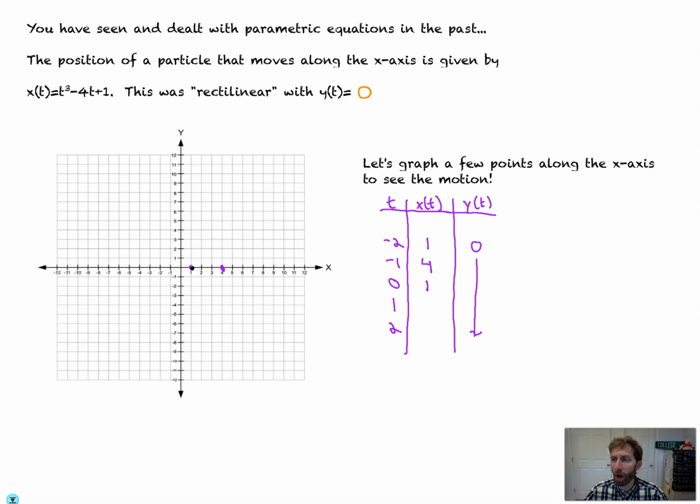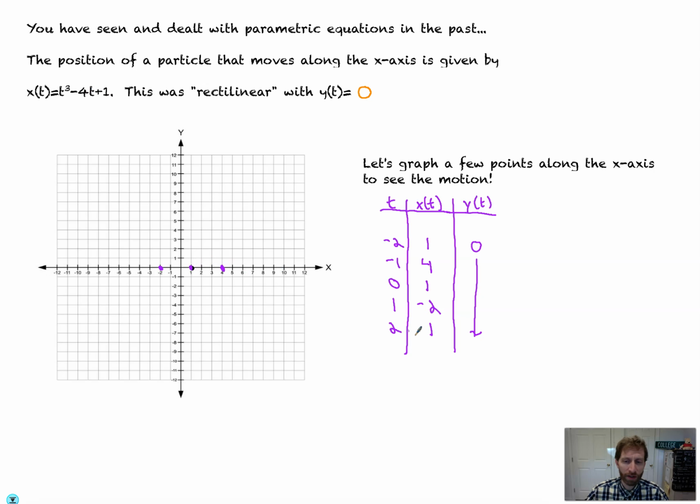And then we plug in 1. So if I plug in 1, 1 cubed is 1, -4 is -3, plus 1 is -2. So now we've gone to the left here and we're over here, right there. And then 2: when I plug in 2, 2 cubed is 8, -4 times 2 is -8, so 8 minus 8 is 0, plus 1 is 1. We're back to 1 again.